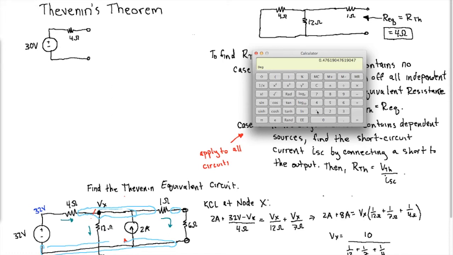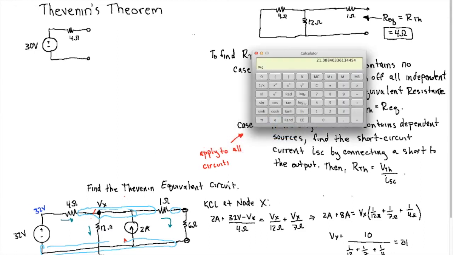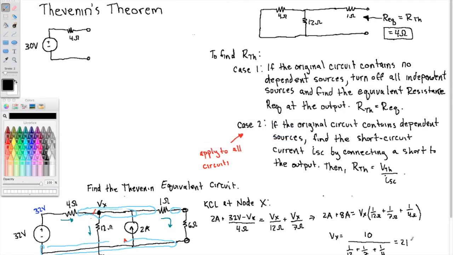And so we've got 10 divided by 0.476. Okay, so we've got 21 volts here. About 21.0 volts. Alright. So we'll add that to our figure.